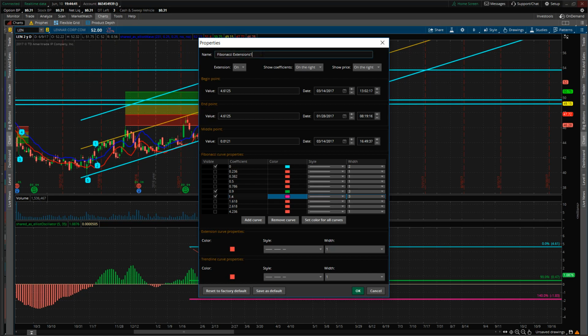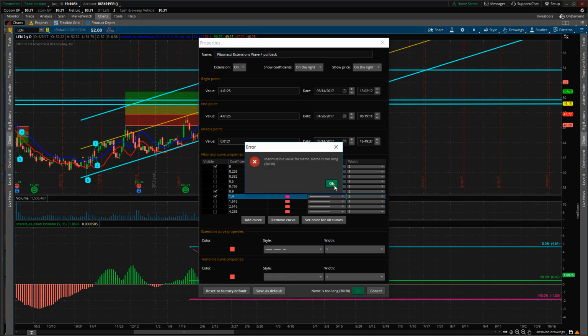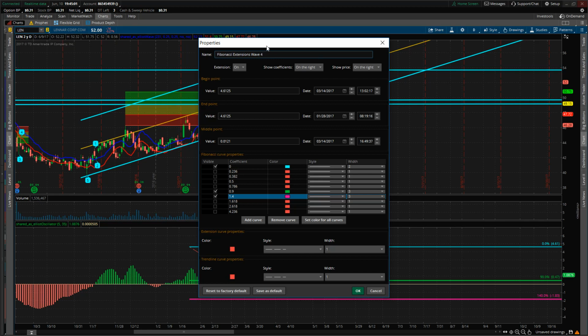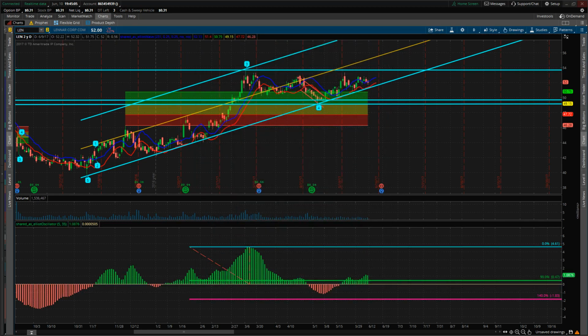You can even change the name there, fib extensions, wave 4 pullback. Okay, set as default. Oh, that's too long. So wave 4, does that work? Yeah. Okay. So we'll be doing it a lot of times, Arthur, so hopefully that makes sense now. So let's just pull these down again.